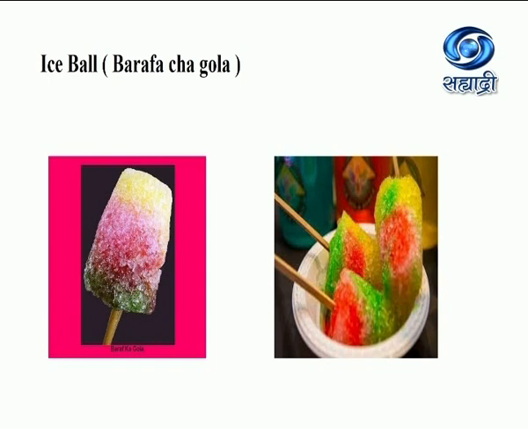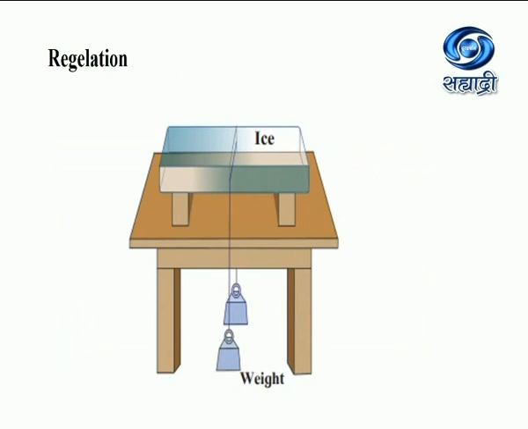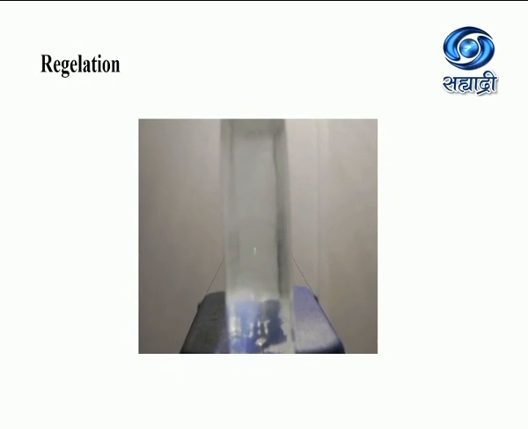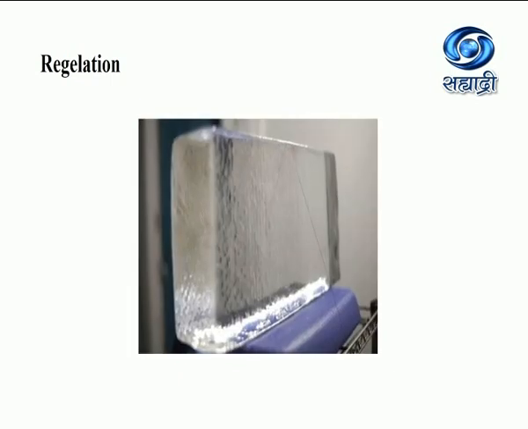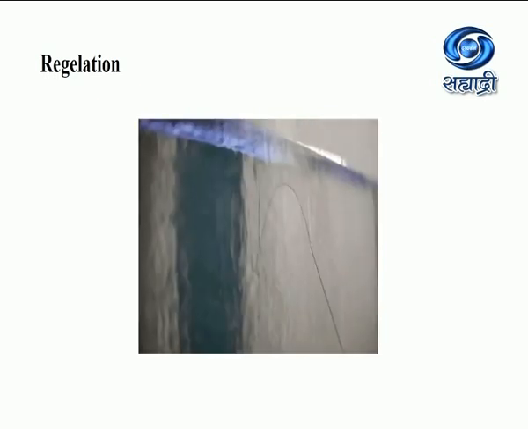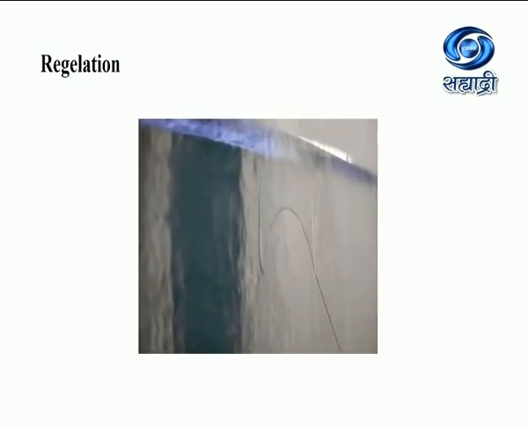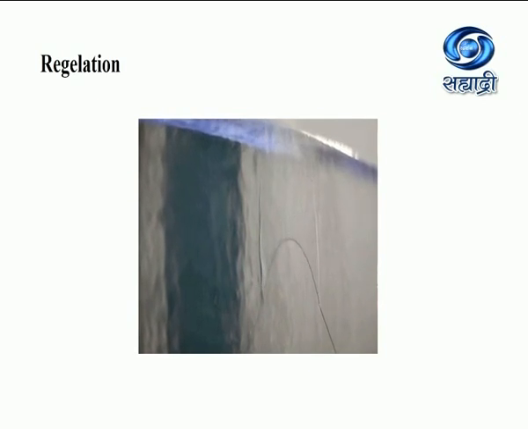Regelation can be understood with the help of a small experiment. We have to take an ice slab as shown in the figure. Take a metal wire and hang two equal weights to the two ends of the wire. Put the wire on the ice slab and observe. We can observe that the wire slowly penetrates into the ice slab. After some time, the wire comes out of the lower surface of the ice slab. However, the ice slab does not break.